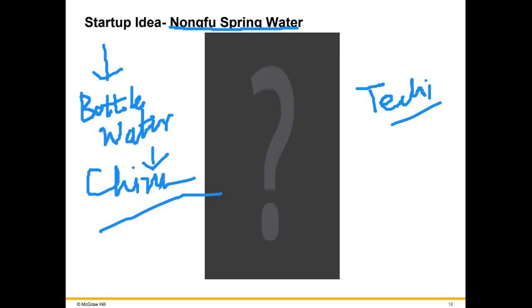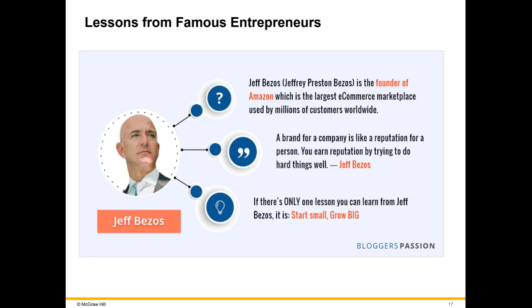Okay, let's take a lesson from some famous entrepreneur, and today's famous entrepreneur is Jeff Bezos, whom I always refer to. Jeffrey Preston Bezos is the founder of Amazon, we know that, which is the largest e-commerce marketplace used by millions of customers worldwide. A brand for a company is like a reputation for a person. You earn reputation by trying to do hard things well.